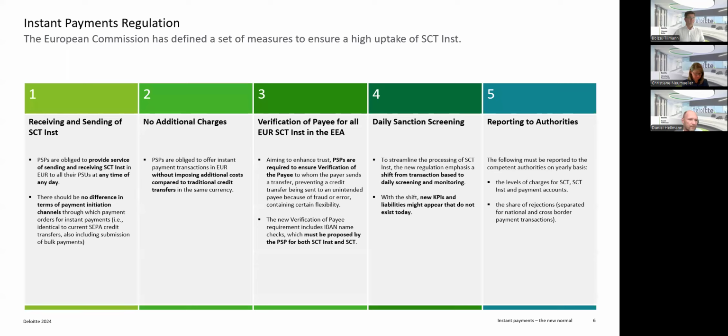An exclusion here is only for those countries or member states where they don't have the euro as a main currency, where they don't provide credit transfers 24 hours, 7 days a week. And it's important to note here, the second point, that the offering of the SEPA instant credit transfers has to be within all the payment channels.